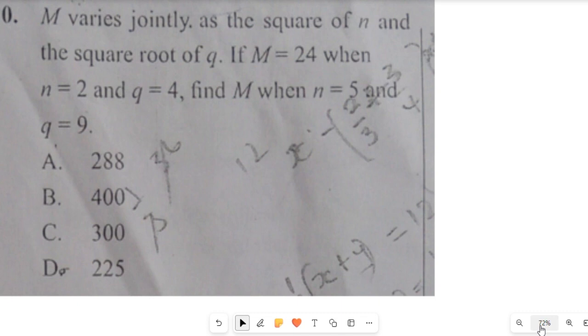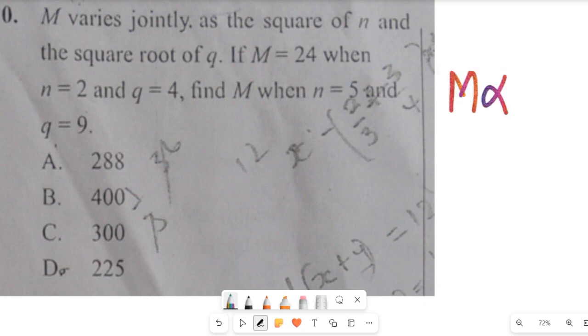Now, to solve this question, we have to consider the variation that is given to us. The question says it's a joint variation. Now, how do we link a joint variation? From that question, you will come to see that we are told that capital M jointly varies as the square of n multiplied by the square root of q. And that is the relationship holding these three parameters.